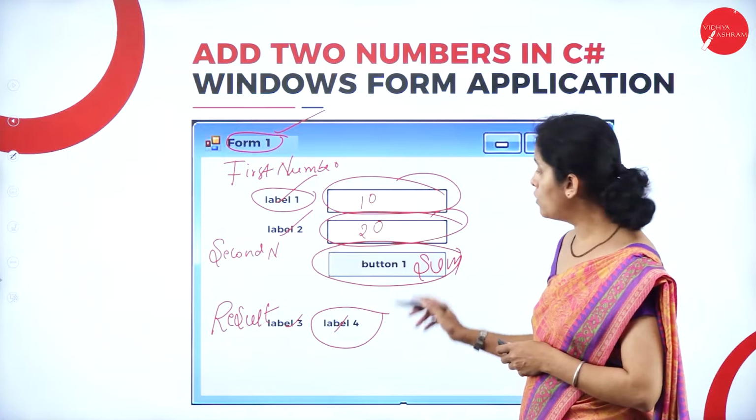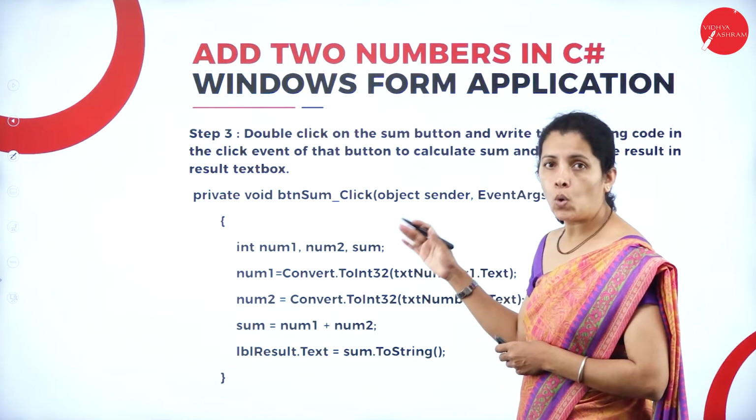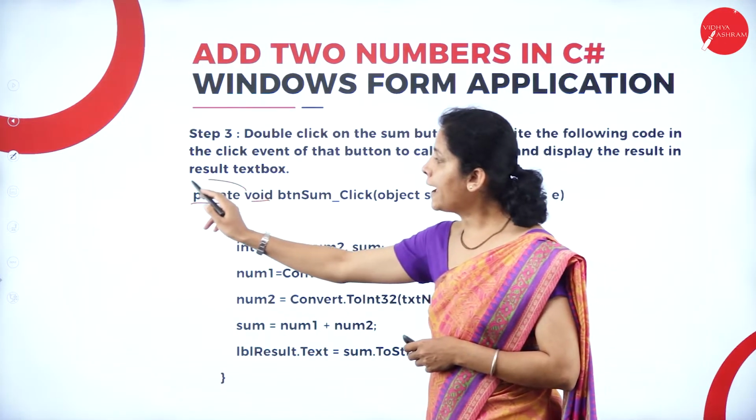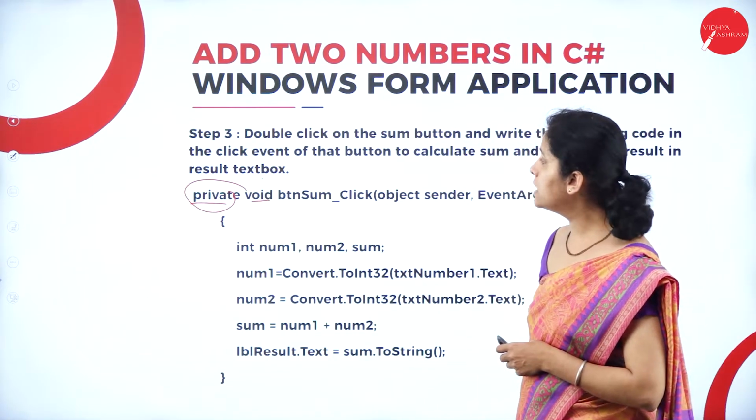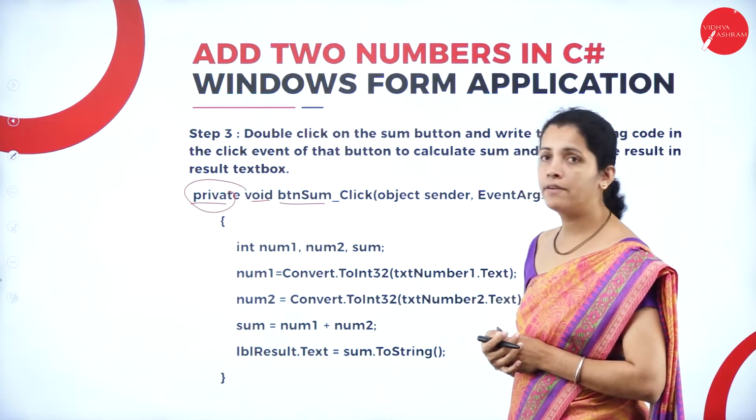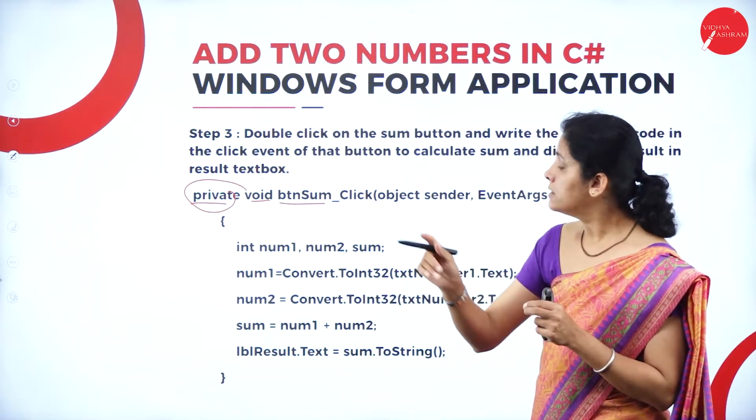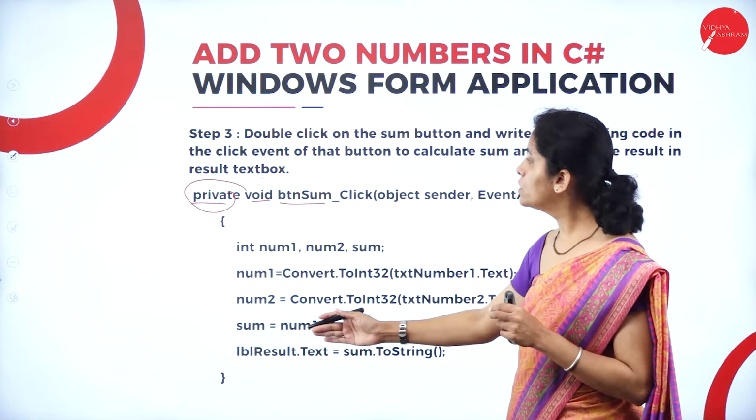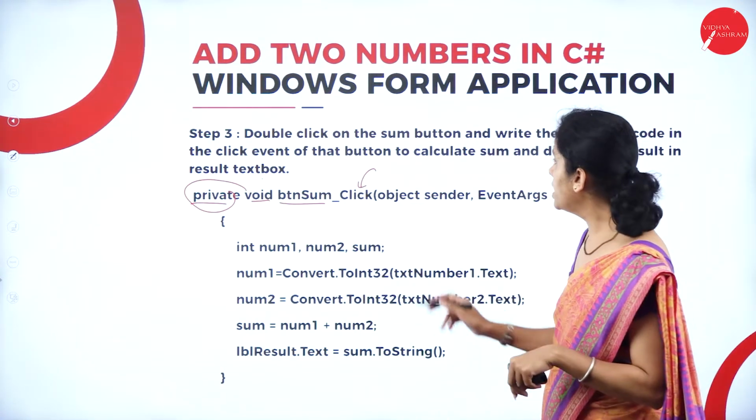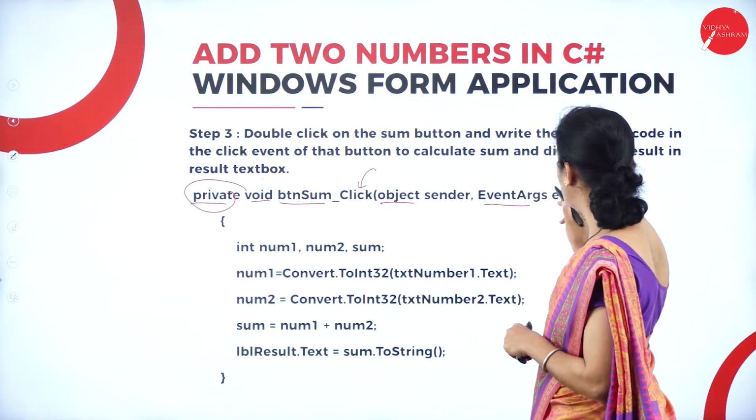Now what I want to do is click this button. When I click this button twice, I'm going to get the coding part. See here, private void: private is the access specifier, void is the return type, and btnSum_Click is an event. And what is the event? That's nothing but the user action. When I click the button, what's going to happen must be written here. Here, I have the object called sender, and the event argument called e.